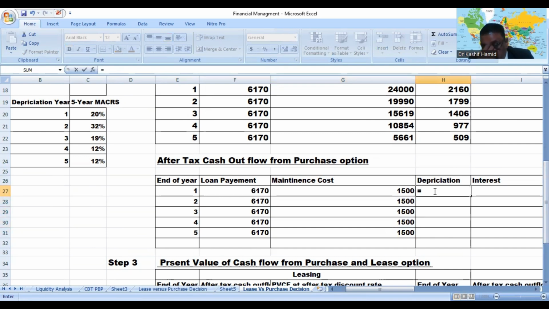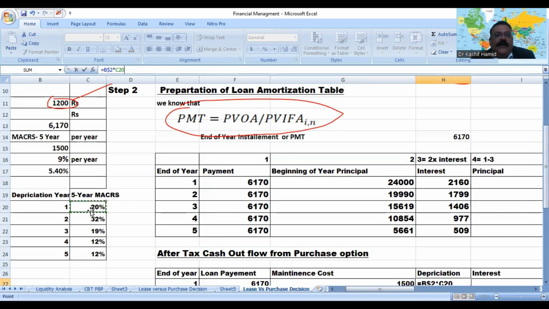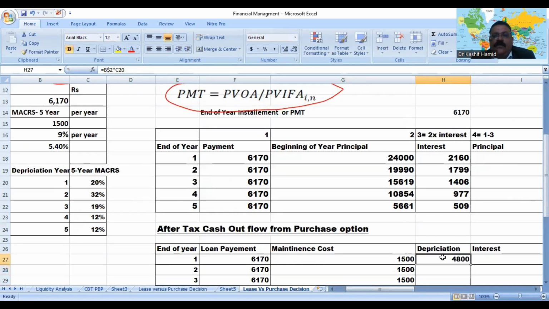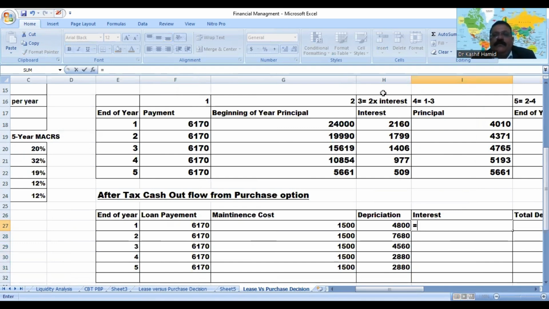Depreciation is equal to each year's 24,000. We have B2 that we will fix, multiplied by the MACRS rate, so we will drag these values up to here. The interest is equal to, from the loan amortization table, we will report these values here.